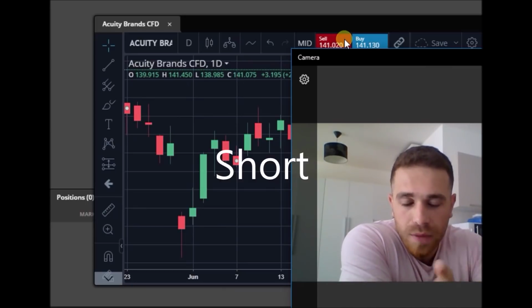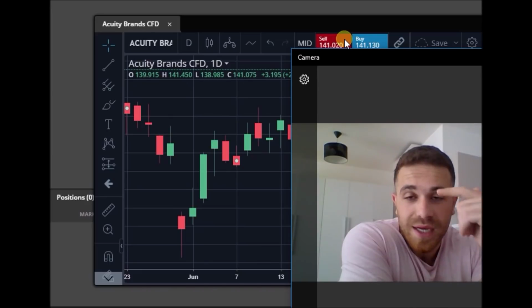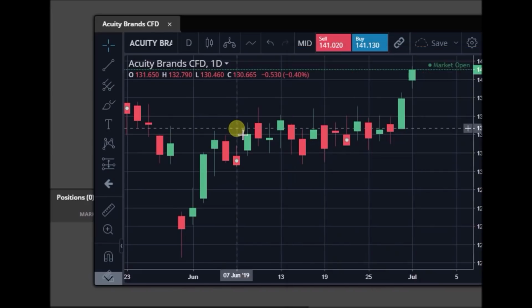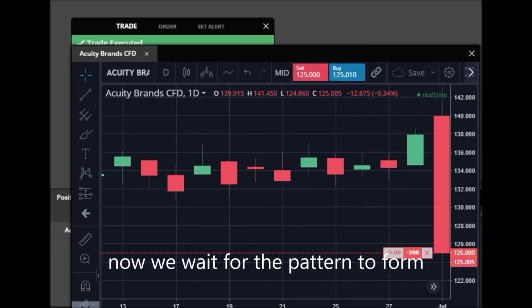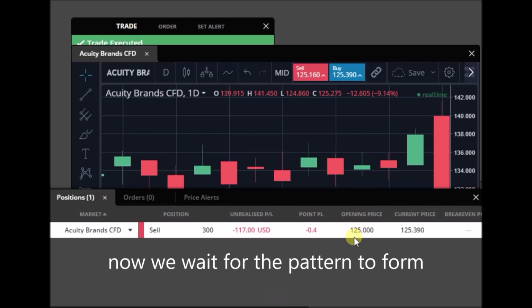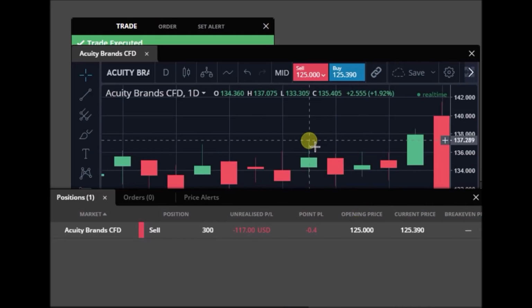I told you it's going to drop, it's going to go up a little bit, and then it's going to reverse, and then I'm going to short that stock. That's my game plan. Market just opened, I just jumped in, guys, and you will notice me killing it in a few minutes. So my entry price was 125. Maybe I was too early. The market opened 3 minutes ago.